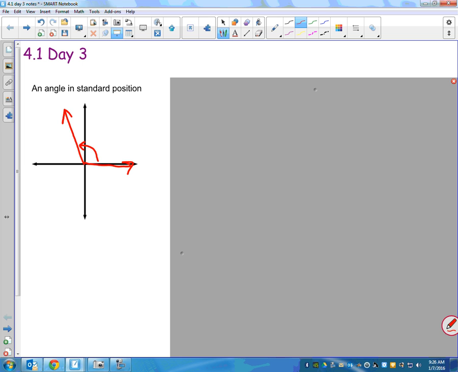And our go-to thing is theta. So I'm going to put a theta here. They use other letters as well. So that's my angle. This ray where it starts is called the initial ray. Kind of makes sense. Initial means like starting. And where the angle stops is called the terminal ray. Terminal means stopping.